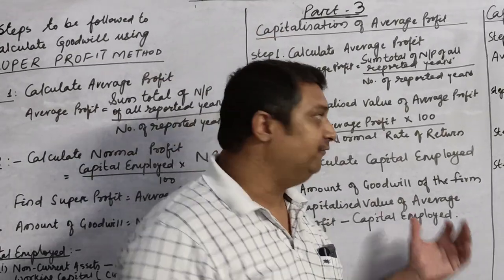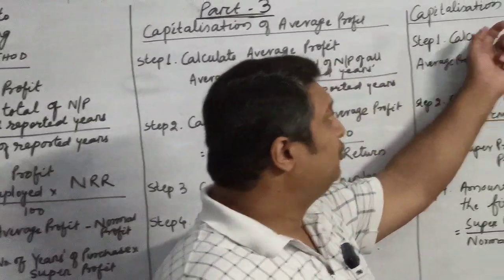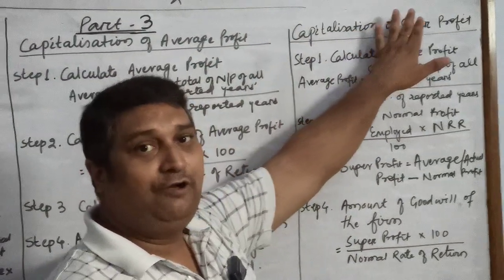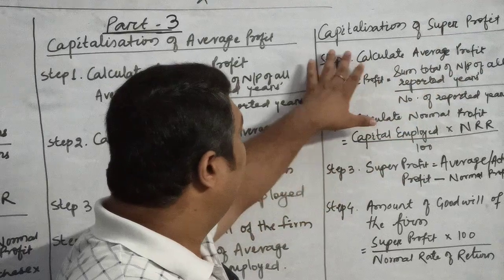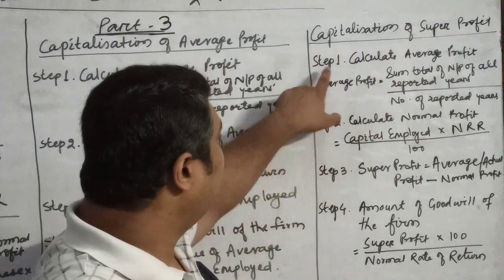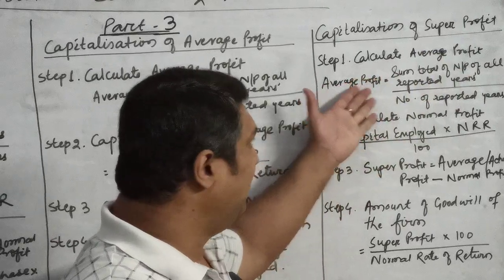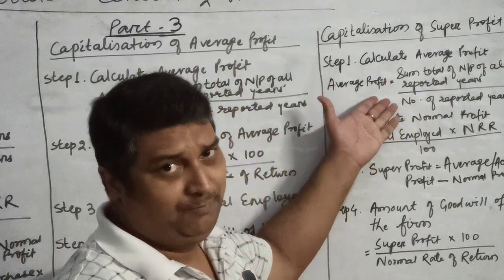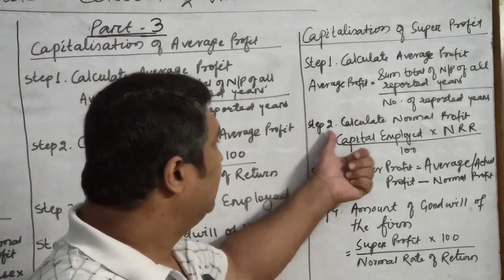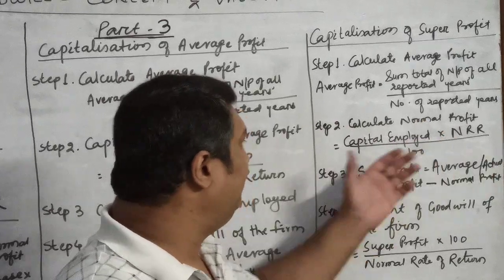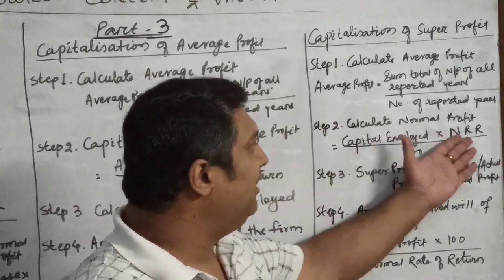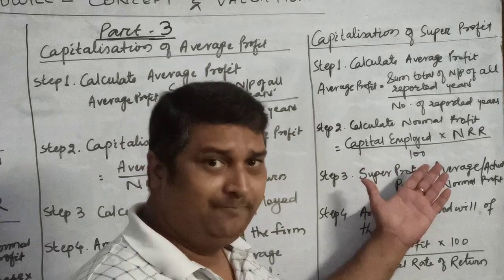capitalization of average profit. Now the same should be used for capitalization of super profit. In order to do this, your first step will be to calculate average profit. As usual, the same formula will be used to calculate average profit. Second step will be the normal profit. Formula is capital employed into normal rate of return by 100.